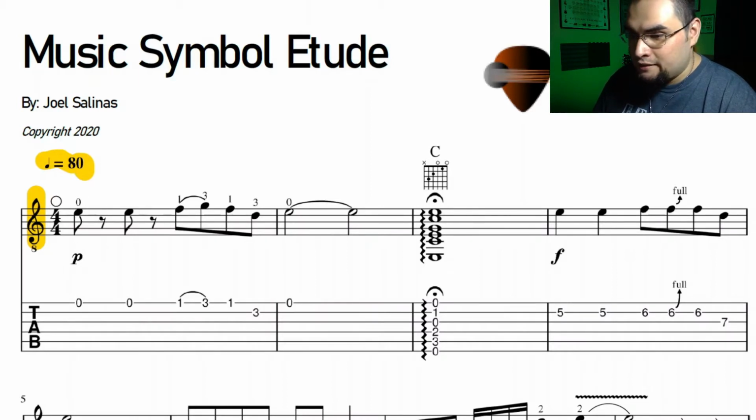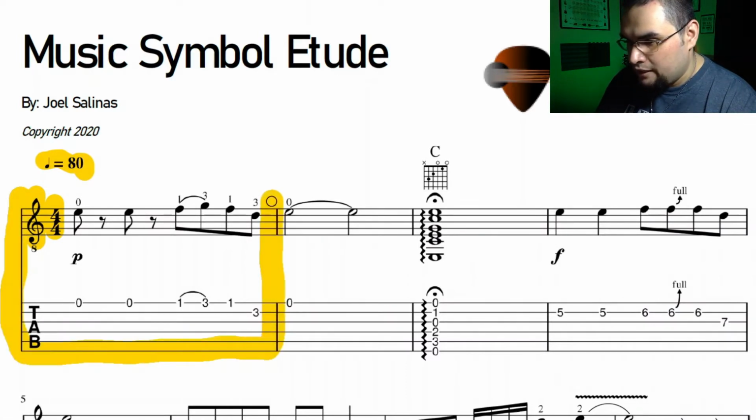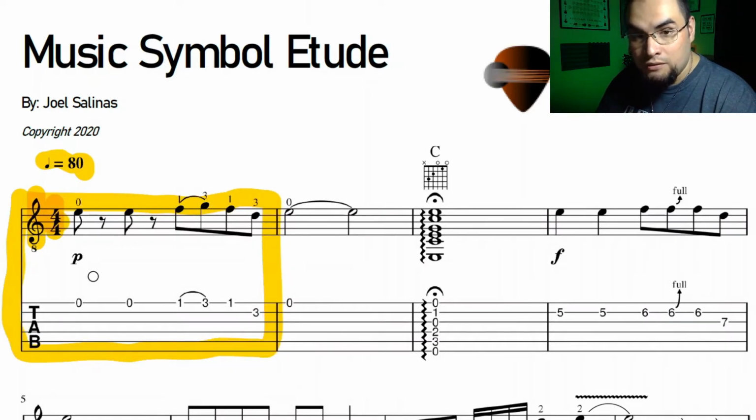Okay. The next thing we're going to look at is the time signature. The time signature is basically telling us that each measure, like we said before, is going to have a total of 4 beats, not 4 notes, 4 beats. Okay, that means 1, 2, 3, 4, 1, 2, 3, 4, 1, 2, 3, 4. That's basically what that means.